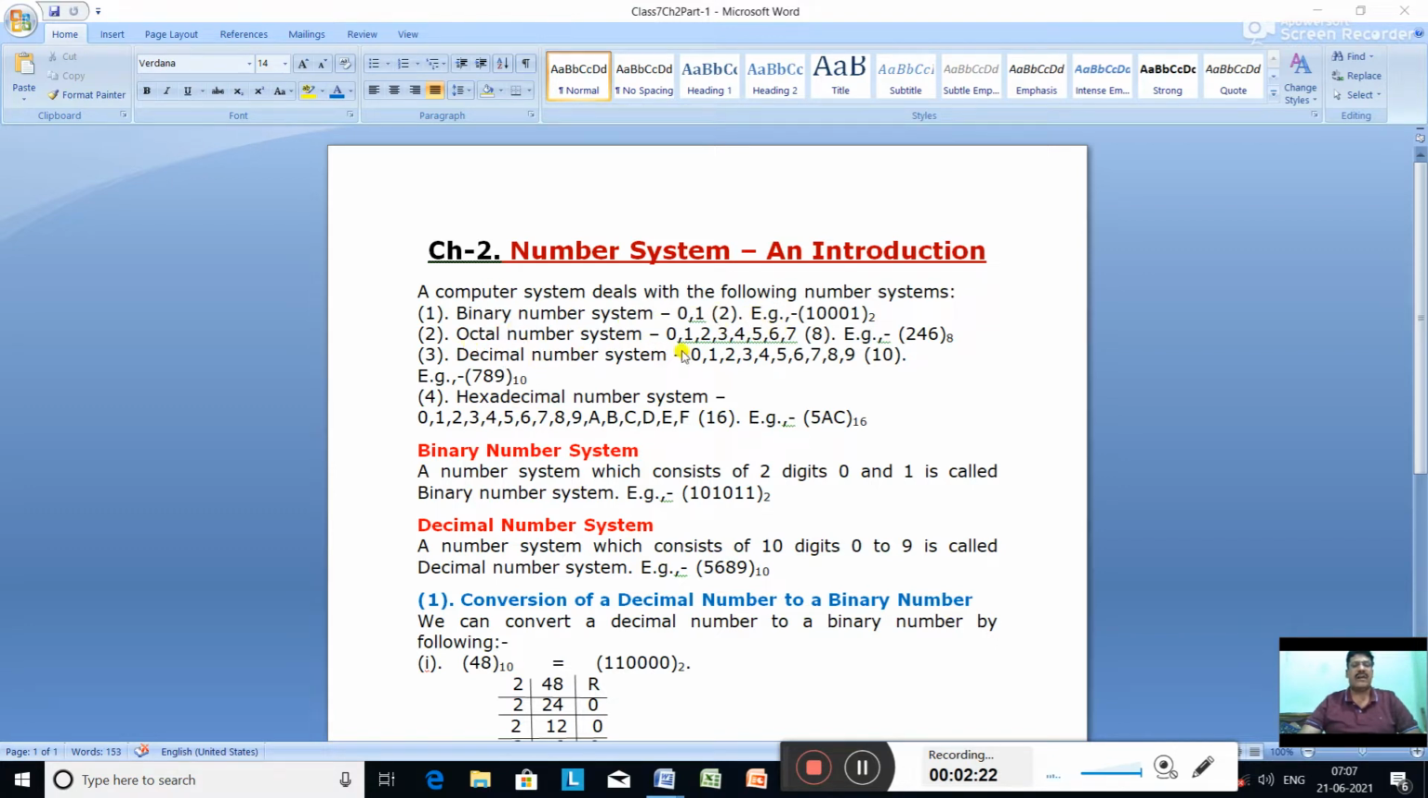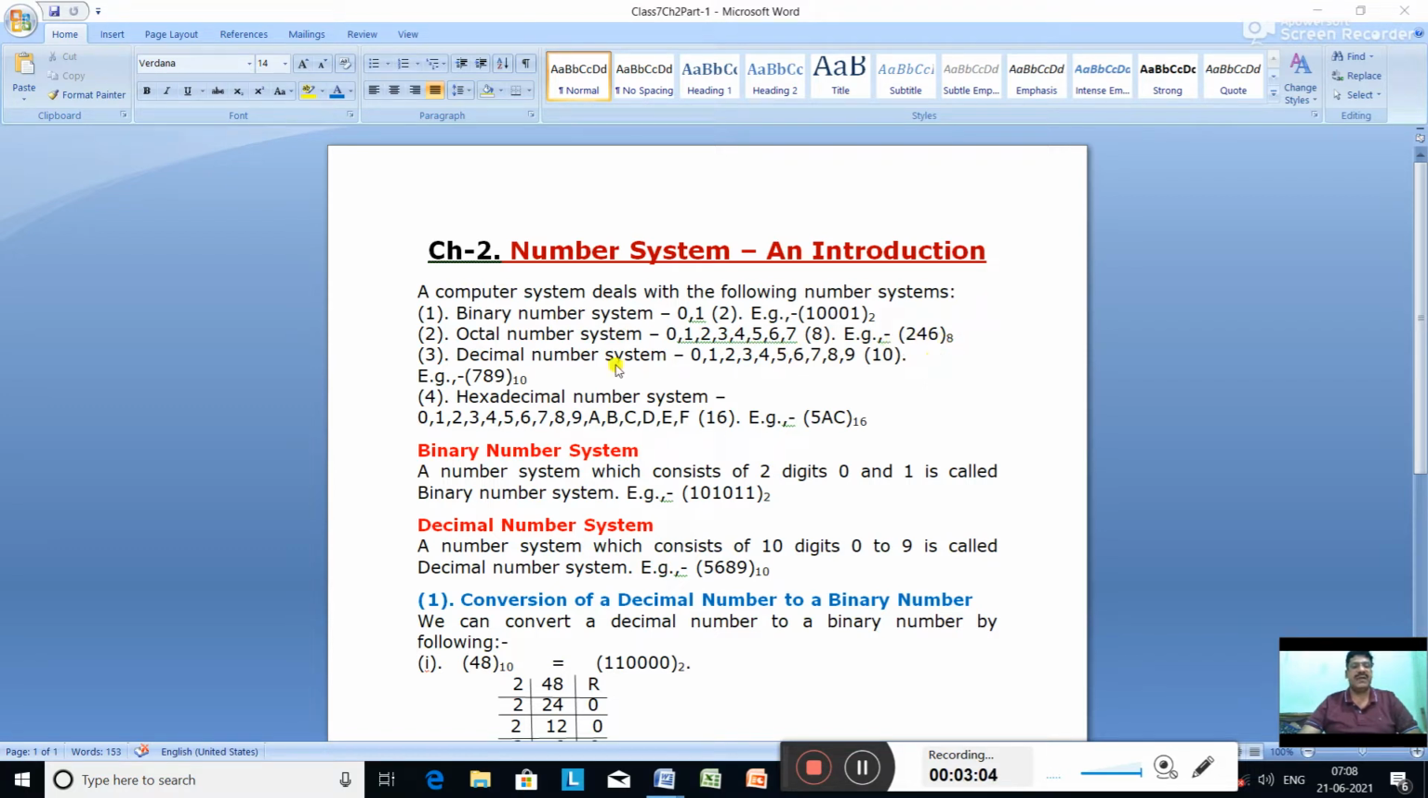After that comes octal number system. Octal is for 8. In octal number system we have all the 8 digits from 0 to 7: 0, 1, 2, 3, 4, 5, 6, 7. So there are 8 digits, so its base will be 8. For example, 246 belongs to this group. Its base will be 8. As the base of binary number system is 2, if a number has base 8 and digits are from 0 to 7, that means it is an octal number system.